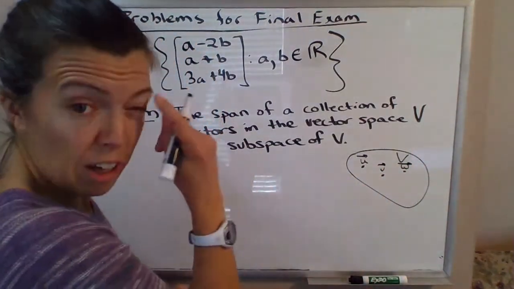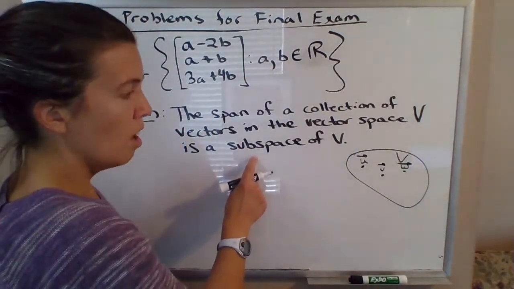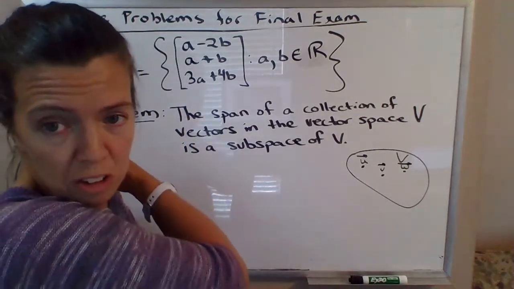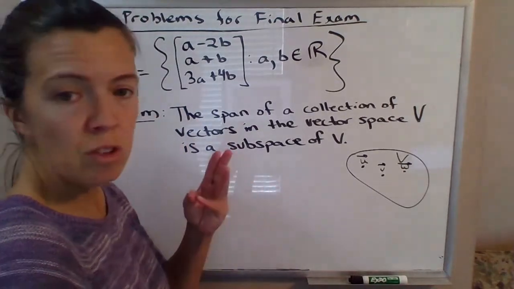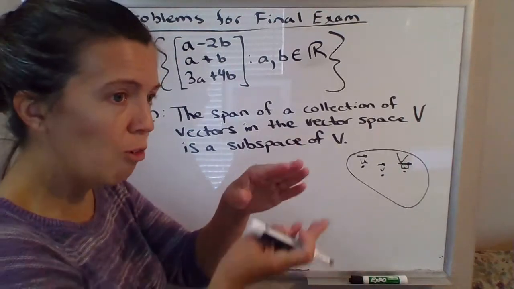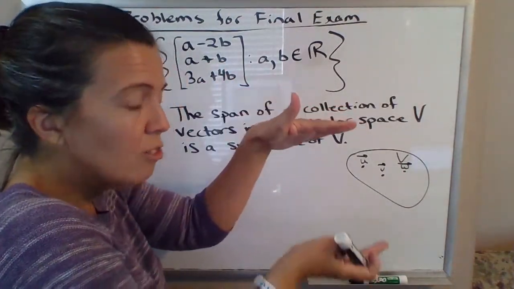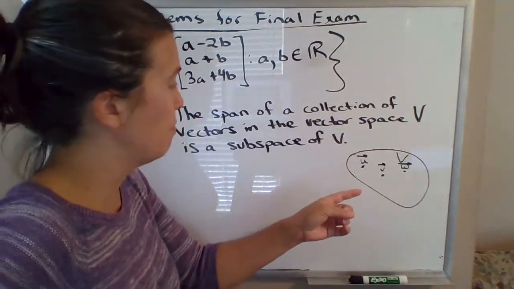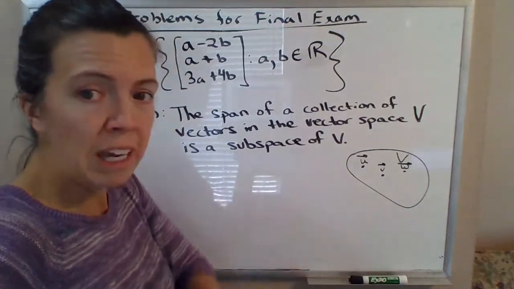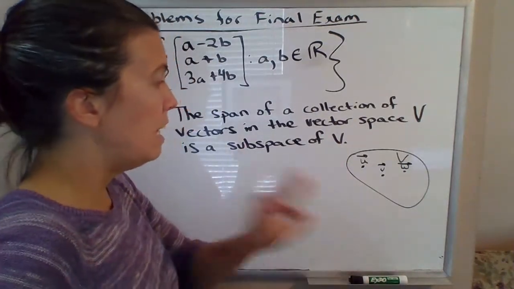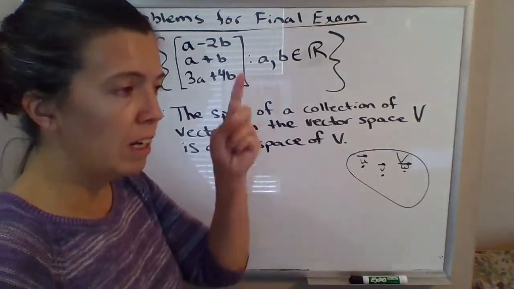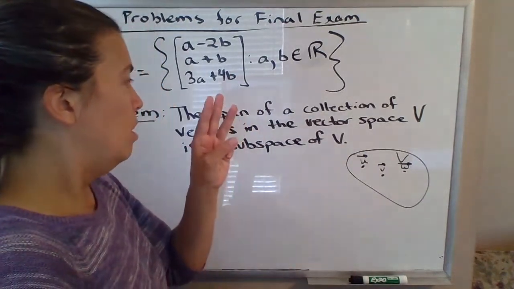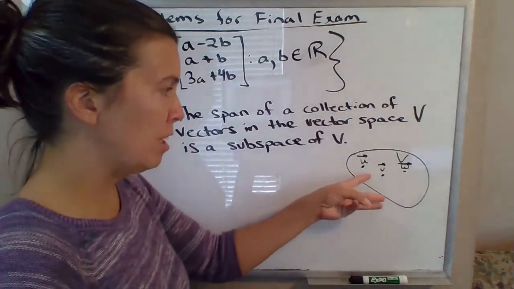Span, remember, is the set of all linear combinations. A subset of a vector space is itself a vector space, called a subspace, if it satisfies 3 requirements. So we go from the 10 axioms down to just 3 that we have to check when we're dealing with a subset of a vector space. That subset is a subspace, meaning it's a vector space on its own, if it contains the 0 vector, it's closed under addition, and it's closed under scalar multiplication.